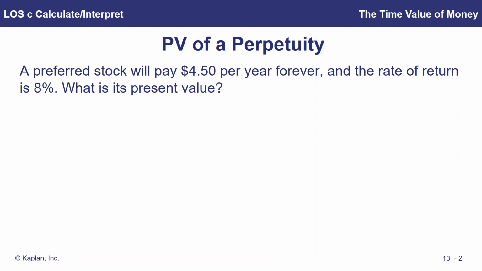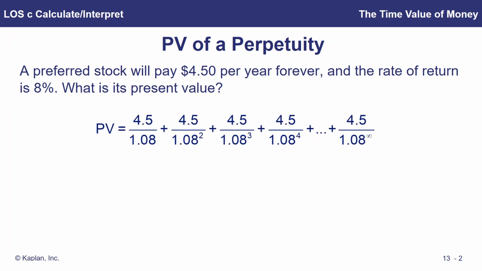Now, we've got an infinite annuity with a rate of return of 8%, and we're asked to calculate the present value. You might have noticed on your BA2 Plus, there's no infinite button. You could type 99999 for n, and you get something very close to our answer. But what we're saying is the present value is 4.5 divided by 1.08, plus 4.5 divided by 1.08 squared for the second period, 1.08 to the power of 3 for the third period, 1.08 to the power of 4 for the fourth period, onwards and upwards till the Earth stops spinning.